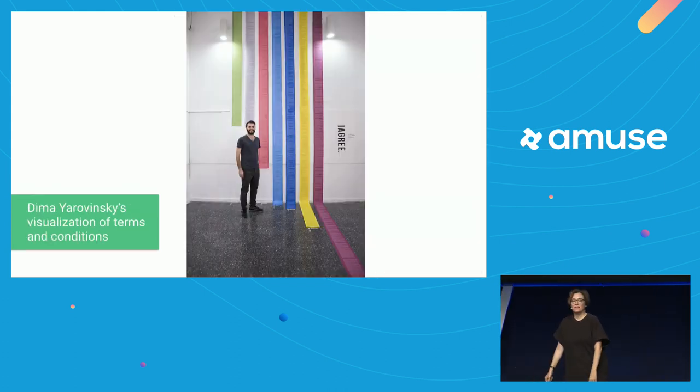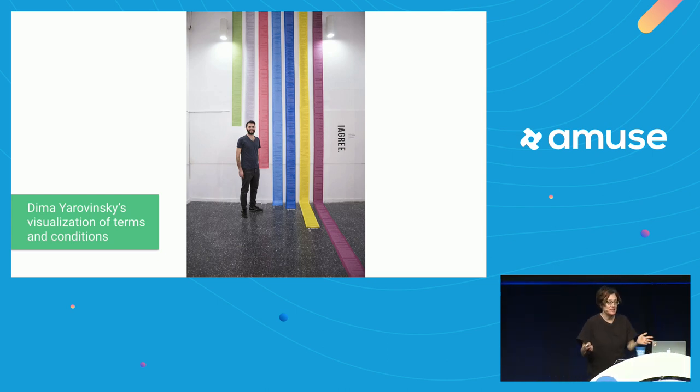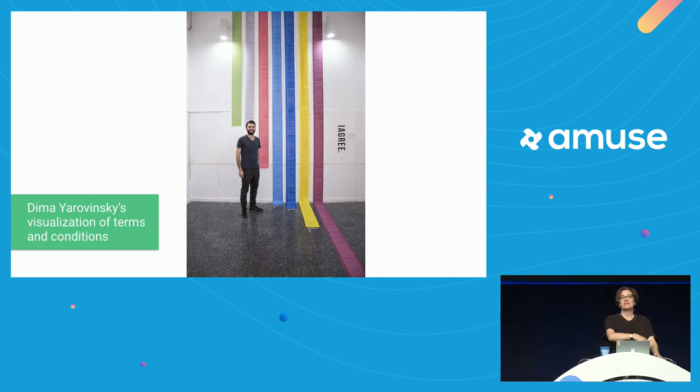So it's completely unrealistic to imagine that anyone is reading these things. This is an art installation from Dima Yarovinsky, and these are the terms and conditions of a number of popular internet apps, and I believe that the purple is Instagram. So I'll just let you all imagine what that's about.